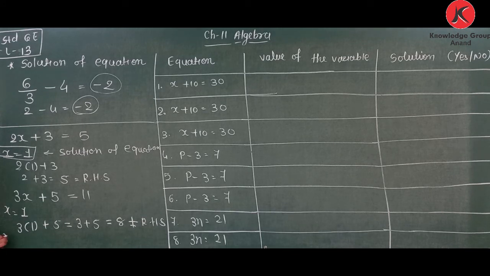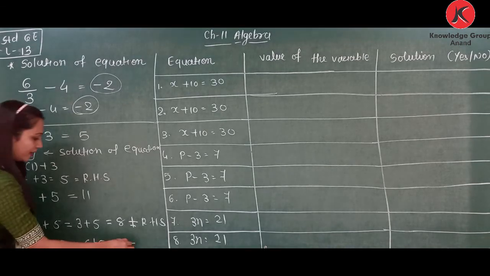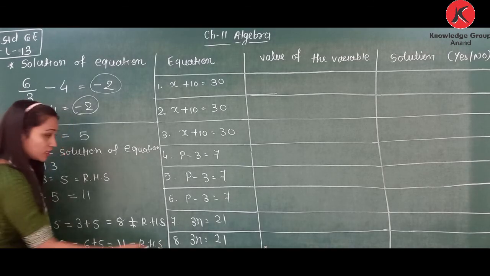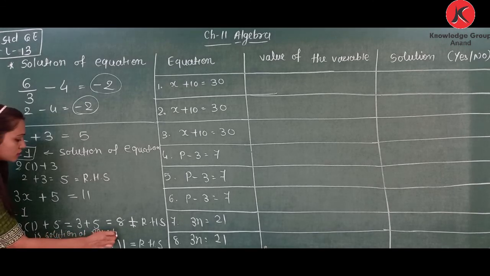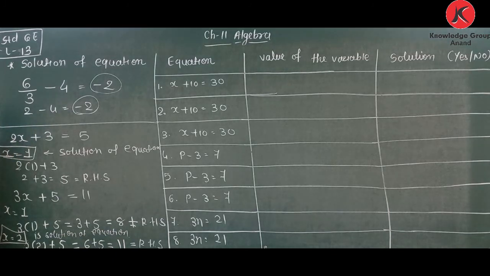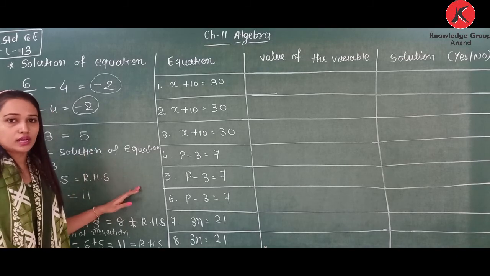Now next, if we take x is equal to 2. So 3 multiplied by 2 plus 5. 3 times 2 is 6, plus 5 is equal to 11. So it is equal to the right hand side. So what is the solution of the equation? x is equal to 2 is the solution of the given equation. This way we can check whether it is a solution or not. How can we find it is a solution? If we write the value in the left hand side and we get the right hand side, then it is a solution.